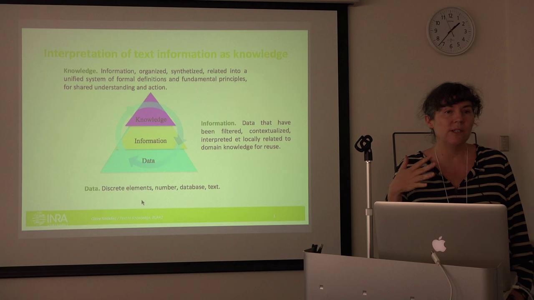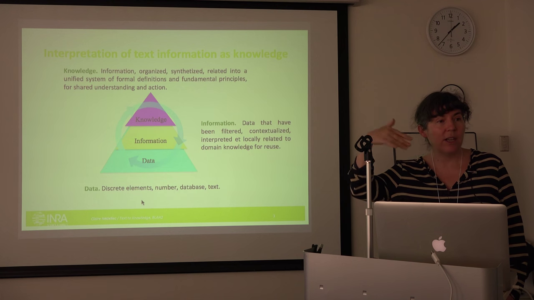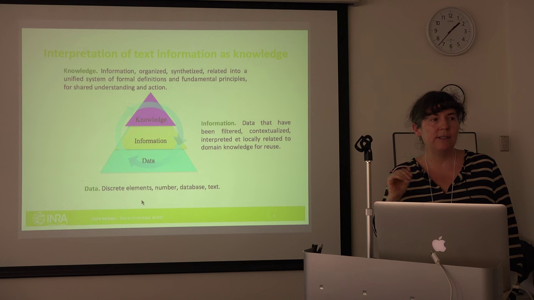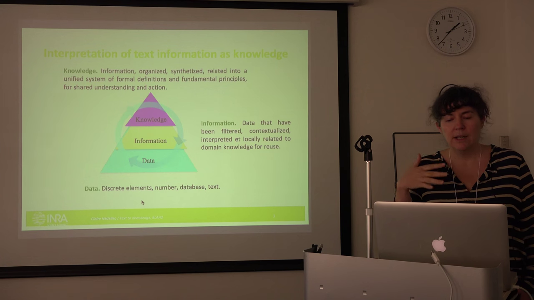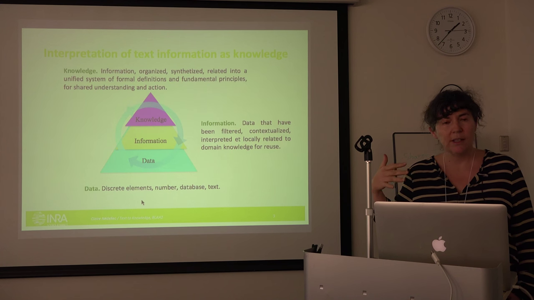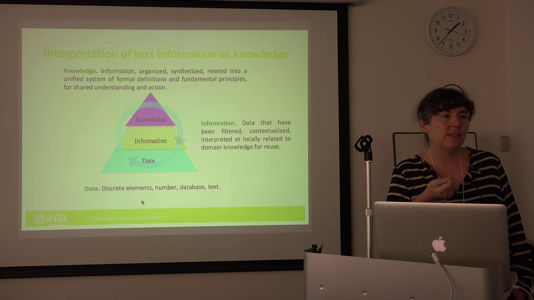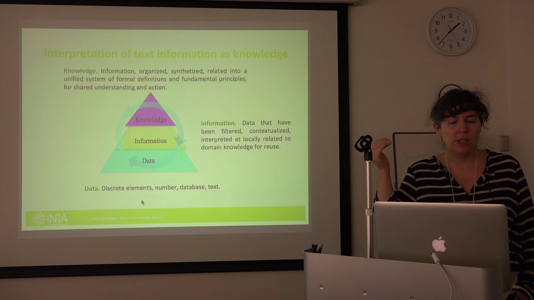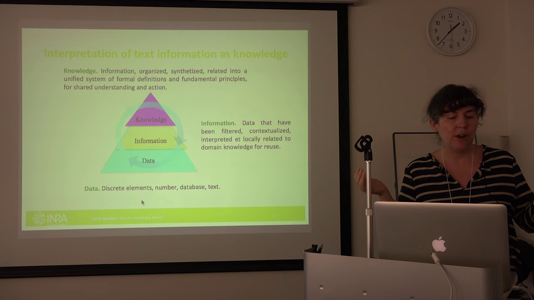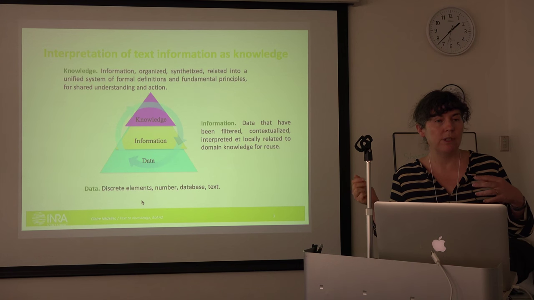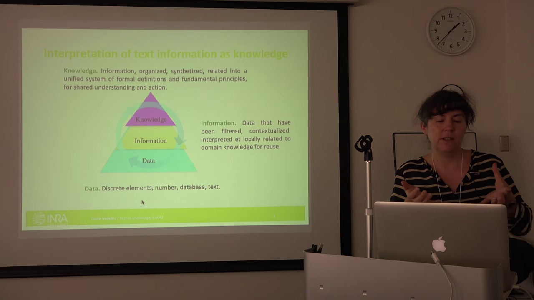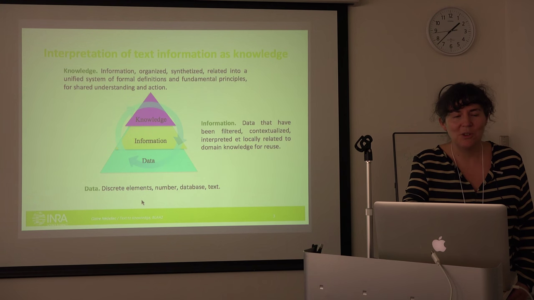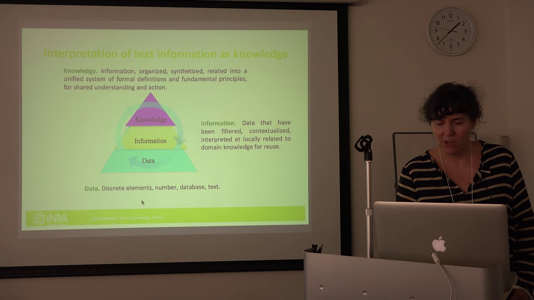So first of all, I would like to make a distinction between data, information, and knowledge. Data, for me, are discrete elements: numbers, databases, text. And this is different from information. Information is data that have been filtered, contextualized, interpreted, and locally related to domain knowledge. So this is some kind of piece of independent knowledge. And then at the level of knowledge, this information is organized, synthesized, and related into a unified system of formal definitions and fundamental principles. And this is done for a shared understanding of this knowledge and for action, obviously. And what is interesting in information extraction is to go all along this path from data to knowledge.